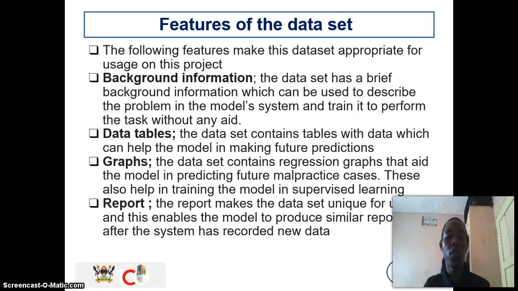We have the graphs, which are graphical representations of the data, and this can help us to understand more and also to calculate the regression and correlation graphs. These help us to predict what is coming in the future.